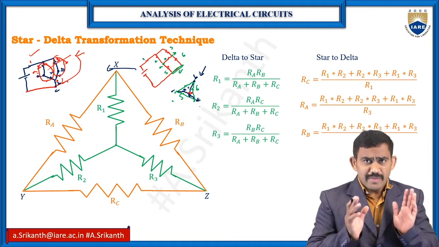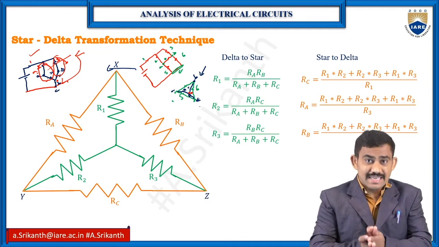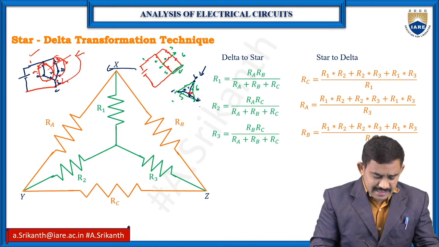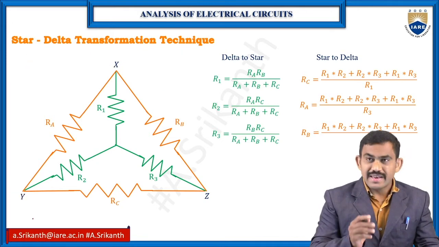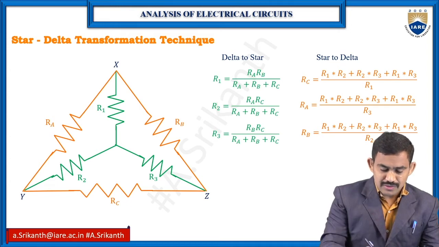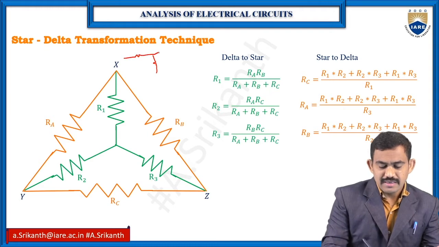Okay, so the main thing is we need to know which is the star connection and which is the delta connection, which resistors we are using, and at which points. Again I am repeating, it's very important to find out the node values. So same circuit, guys. Here I have the values.